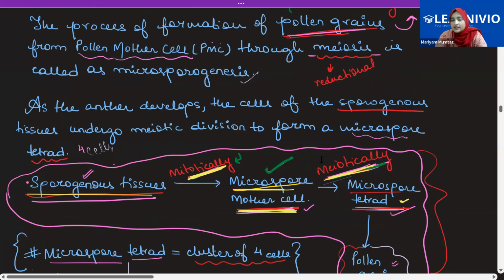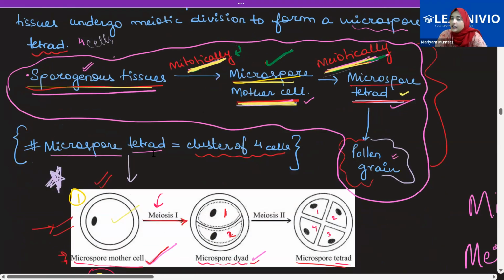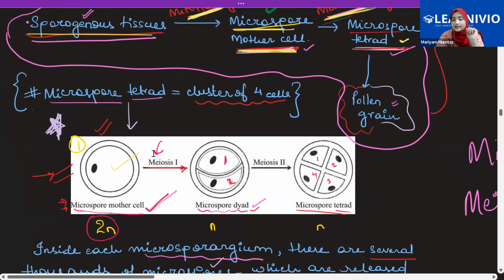Now, as the anther develops, the cells of the sporogenous tissue are going to undergo meiosis to form a microspore tetrad. So, firstly, sporogenous tissue will undergo mitosis, and mitosis is equational division. After that, the microspore mother cell will be made. When the microspore mother cell undergoes meiosis, a microspore tetrad will be formed, which will make the pollen grains. Tetrad means 4 cells together, just like this one.